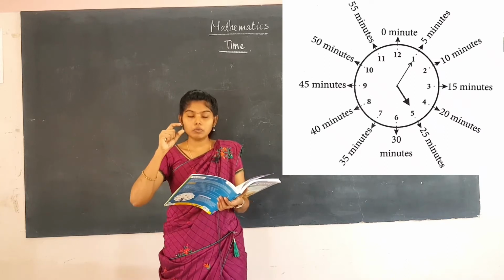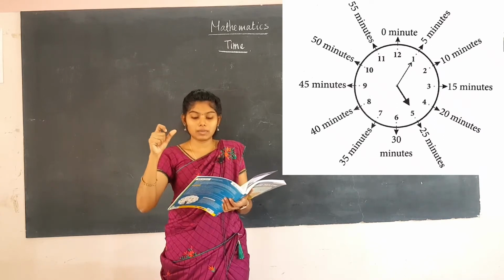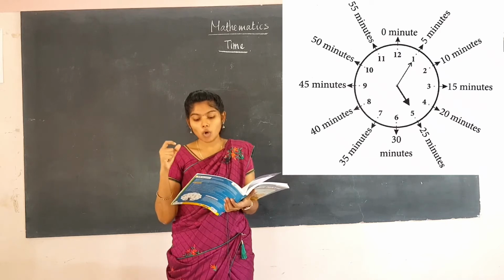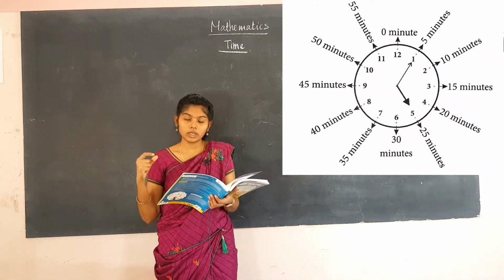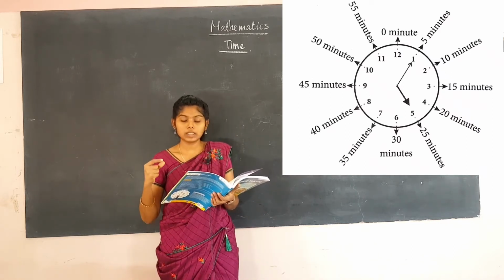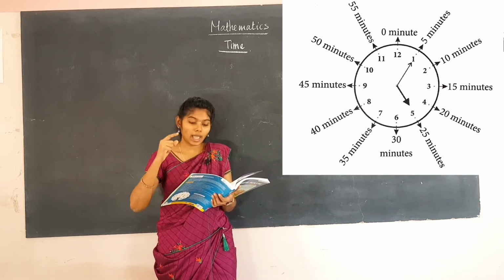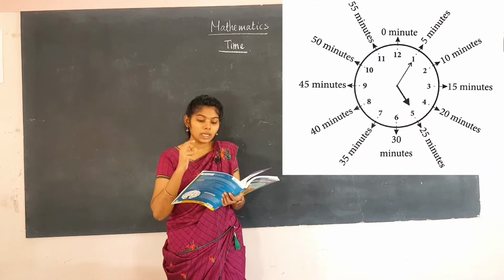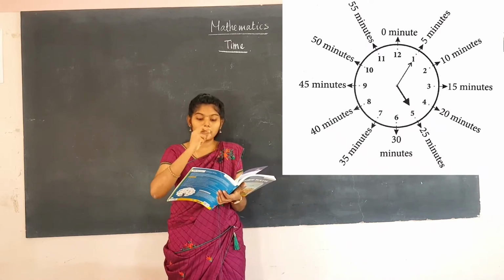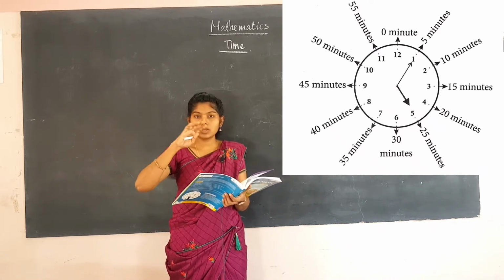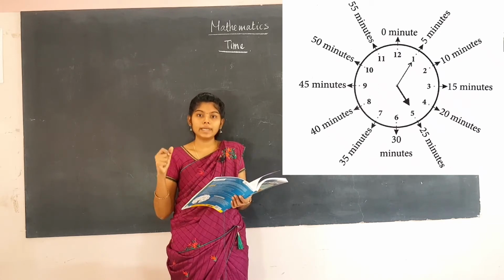And the 1 is there, which is 5 minutes, and 2 is 10 minutes, 3 means 15, 4 means 20 minutes, 5 means 25 minutes, 6 means 30 minutes, 7 means 35 minutes, 8 is 40 minutes, 9 means 45 minutes, 10 means 50 minutes, 11 is 55 minutes, again it's 12. So these are the things. The long hand shows the minute hand.